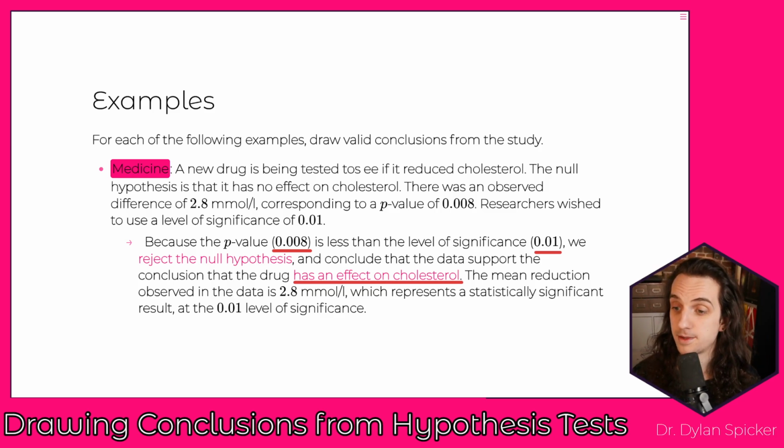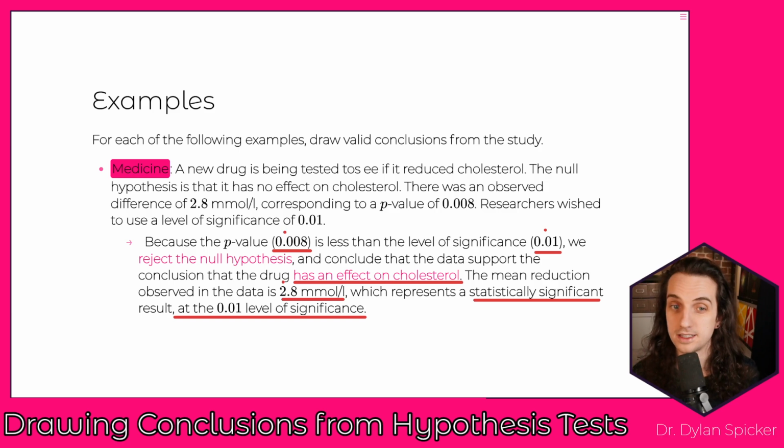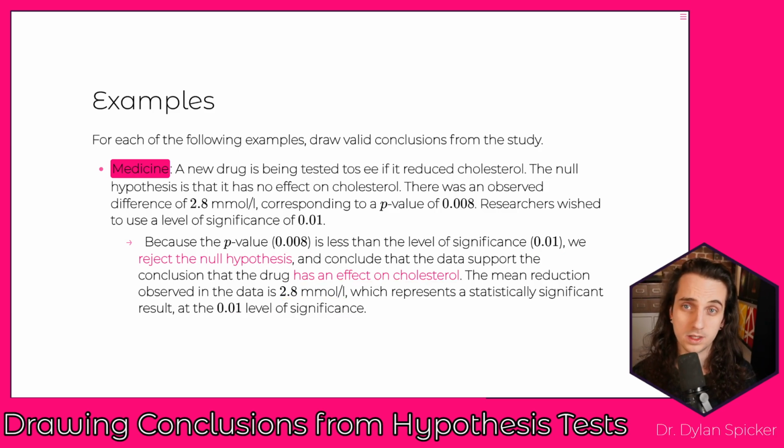Then we might want to provide some extra information here, right? So the mean reduction observed in the data is 2.8 millimoles per liter, which represents a statistically significant, because of the p-value, result at the 0.01 level of significance, right? And so this statement provides us with the information that we need to draw these conclusions, right? So our p-value, our level of significance. It's also giving us the test statistic, and we're stating, in terms of the scenario, we have to conclude that the drug actually does have an effect on the cholesterol, right? It's a statistically significant result.